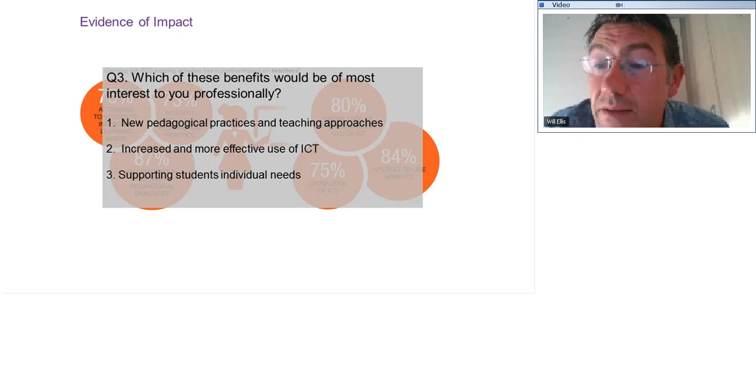So, next question. For you, and again, this is important for us, it really helps us in the project. For you, which of these benefits would be most interesting to you professionally? Would you rather develop new teaching, new pedagogical practices and new teaching approaches? Or is it an increased and more effective use of ICT that you think is more important to you? Or do you think actually supporting individual students' needs is the most important thing? So for you as a teacher, what did you want to gain? And it's a tough question because it might be all for you, but which is most important?